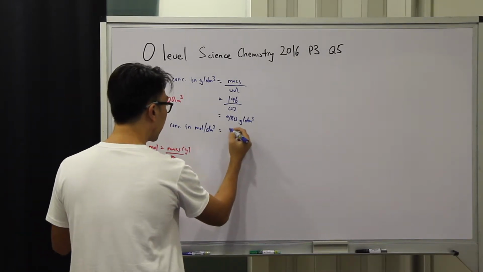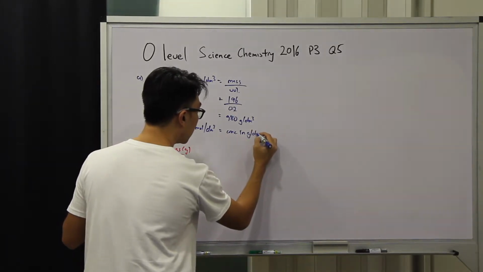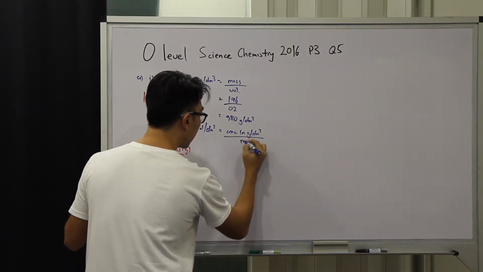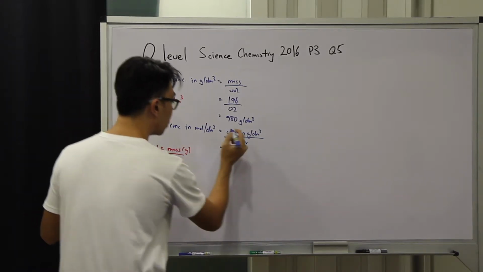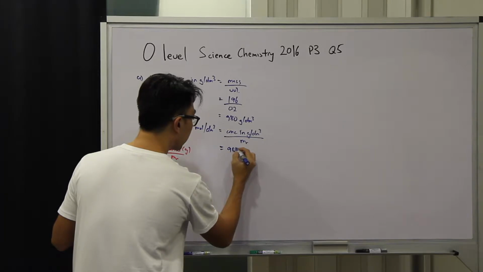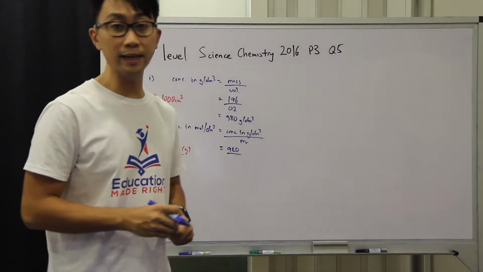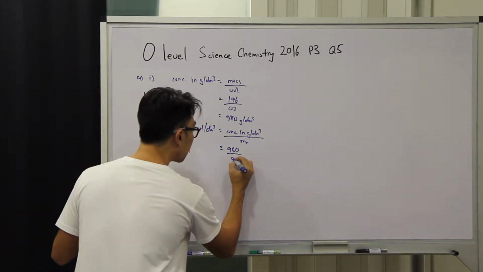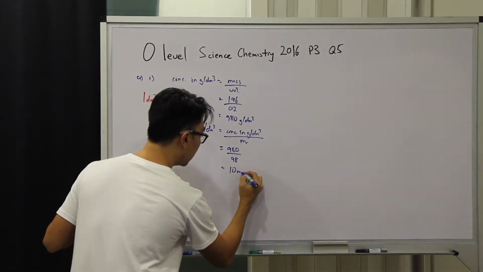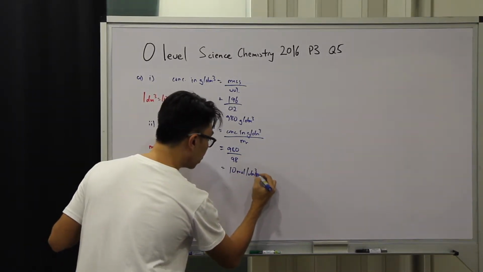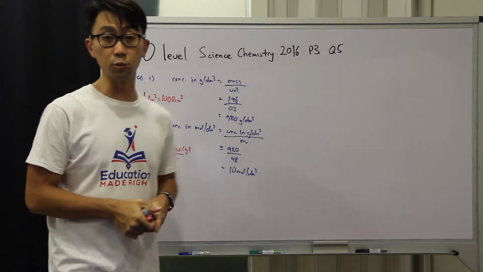So we have concentration in gram per dm cube divided by relative molecular mass, that will give us moles per dm cube. We have 980 divided by, and it's given that the molecular mass is 98. So when we divide this, we'll get 10 mole per dm cube as our answer. Alright, so this is for our part A, part 1 and part 2.